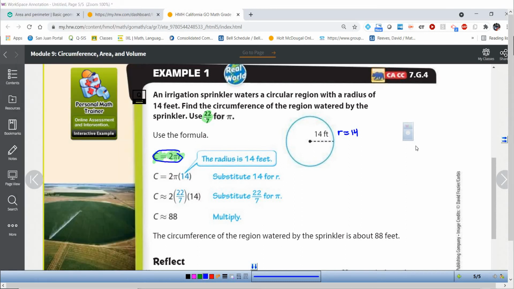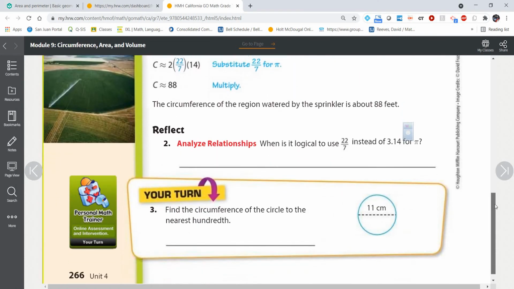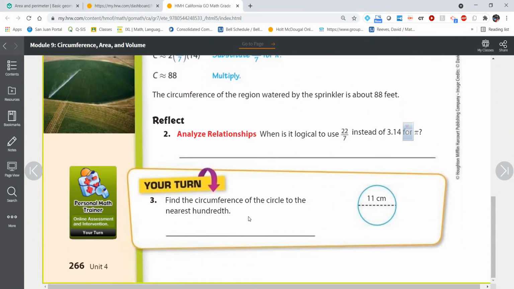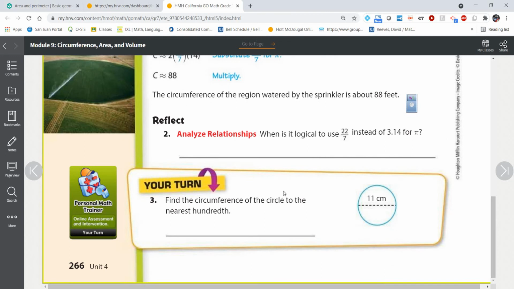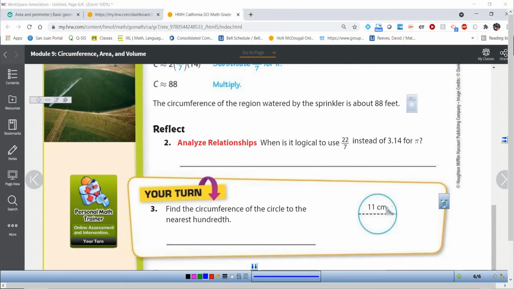But what about if they give you the diameter? Now it says find the circumference of the circle to the nearest hundredth. And just after I told you to pay close attention to what value to use for pi, they didn't tell us. But remember, since we're given the diameter, the formula for circumference is diameter times pi.